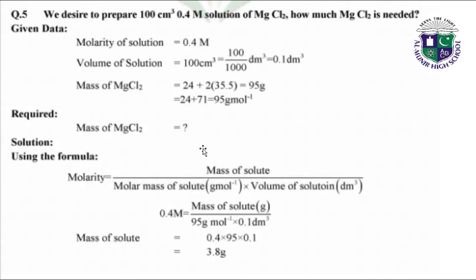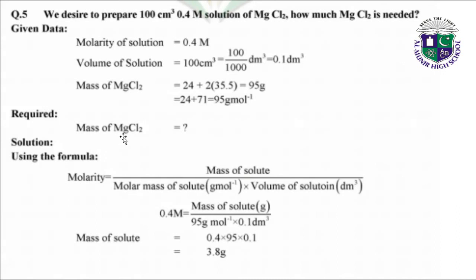Question number 5. We desire to prepare 100 centimeter cube of 0.4 mole solution of MgCl2, magnesium chloride. How much magnesium chloride is needed? Molarity of solution is given, volume of solution is given. We will convert it into decimeter cube by dividing by 1000. Mass of MgCl2, we know it already, which will be 95 grams per mole.